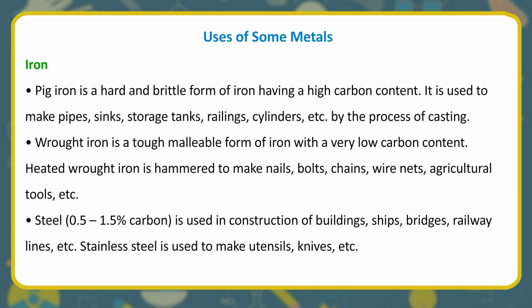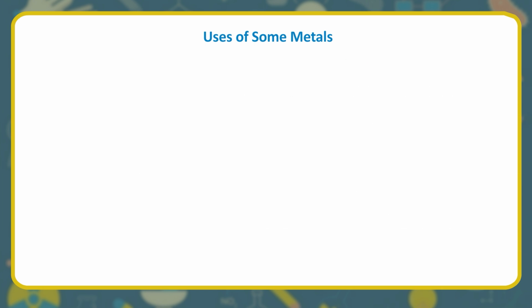Wrought iron is a tough malleable form of iron with a very low carbon content. Heated wrought iron is hammered to make nails, bolts, chains, wire nets, agricultural tools, etc. Steel, 0.5 to 1.5% carbon, is used in construction of buildings, ships, bridges, railway lines, etc. Stainless steel is used to make utensils, knives, etc.